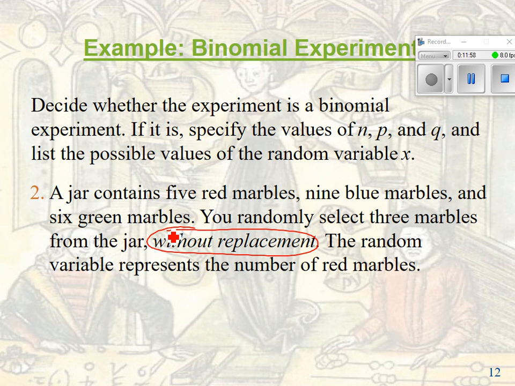So, let's see, 5 red, 9 blue, and 6 green, that's 20. What's the probability we get a red on the first marble? 5 out of 20. If we don't replace it, what's the probability we get a red on the second marble? 4 out of 19. Are those two probabilities the same? So it's not a binomial. Since those two aren't the same, it's not a binomial distribution.